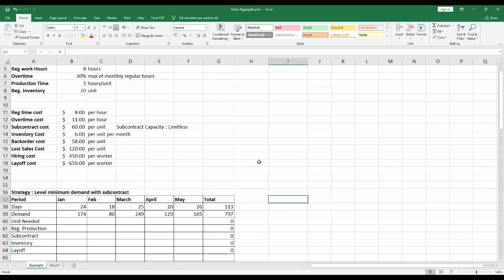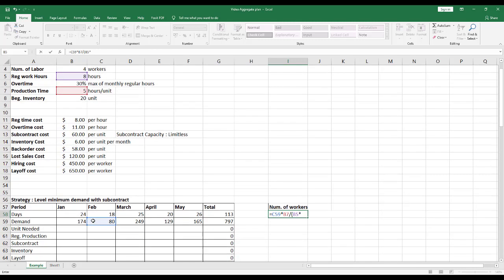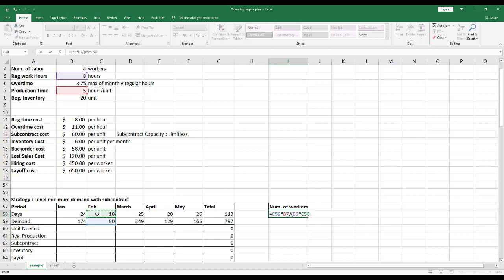said that we have to use level to fulfill the minimum demand, we have to calculate the workers needed first for fulfilling the minimum demand. So, number of workers equals minimum demand, which is in February, times the hours needed for 1 unit, divided by working hours times the working days in February. Don't forget, we have to round it up.